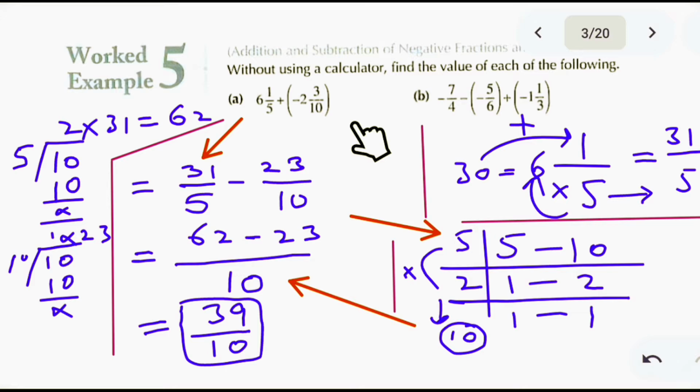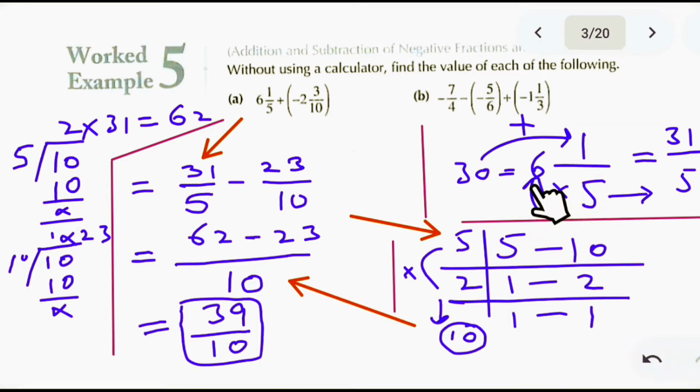So this is the first worked example. The example involves the concepts of addition and subtraction of negative fractions, and the question A part is solved here. You can see the question is 6 1/5 plus bracket start minus 2 3/10. First, what we have to do is convert these mixed numbers into simple fractions, and you can see I have done this conversion.